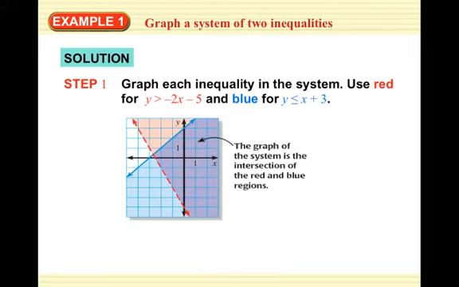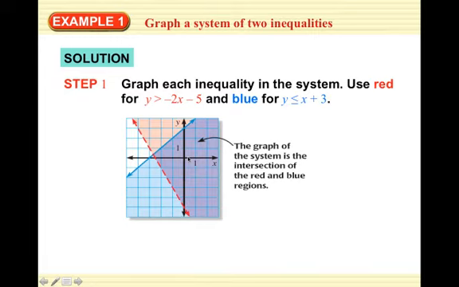I used red for y greater than negative 2x minus 5, and then blue for y less than or equal to x plus 3. Like I said, it's helpful if you use 2 different colors. If you just use one, make sure it's clear where the overlap is. So you can see this first one is the red one. We've got our nice broken line. You can see it goes through 0, negative 5 there. And then from there, we went down 2, left 1, down 2, left 1 to get other points. Drew in our broken line.